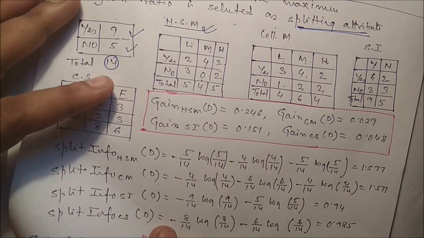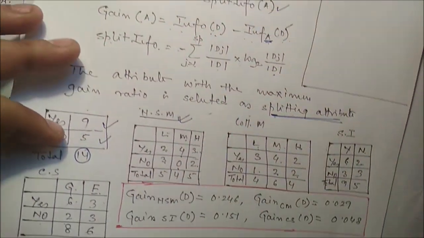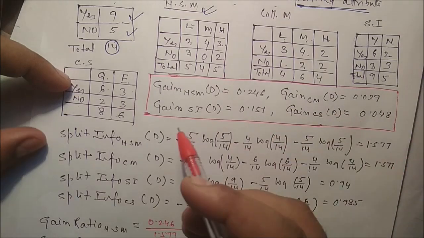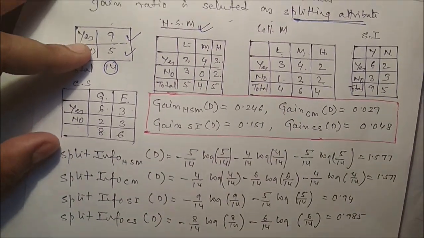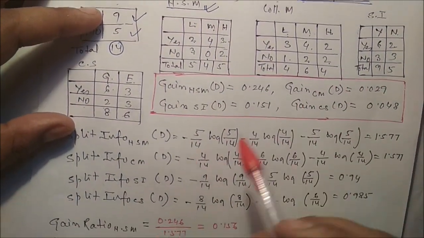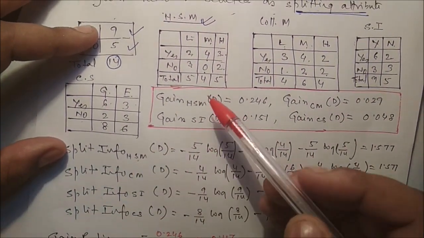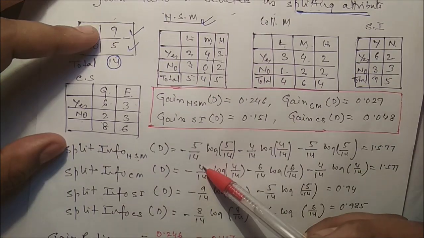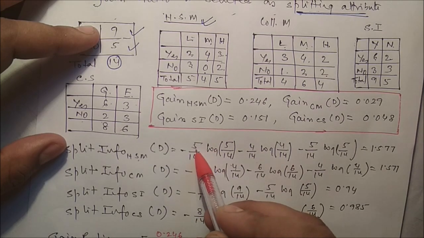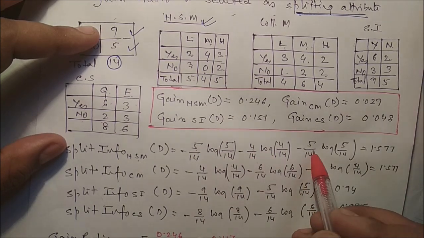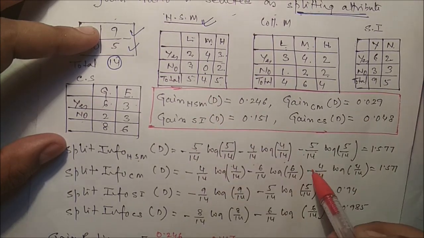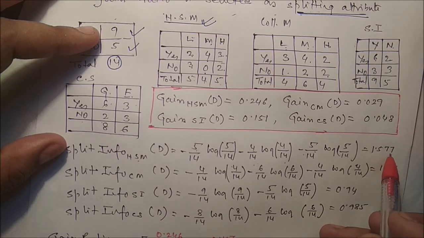Next, to calculate the gain ratio, we need SplitInfo(A). The formula is very simple: minus the sum of |Dj|/|D| log |Dj|/|D|. For high school marks, we have 5 low, 4 medium, and 5 high, so it is minus 5/14 log 5/14 minus 4/14 log 4/14 minus 5/14 log 5/14, which is 1.577.